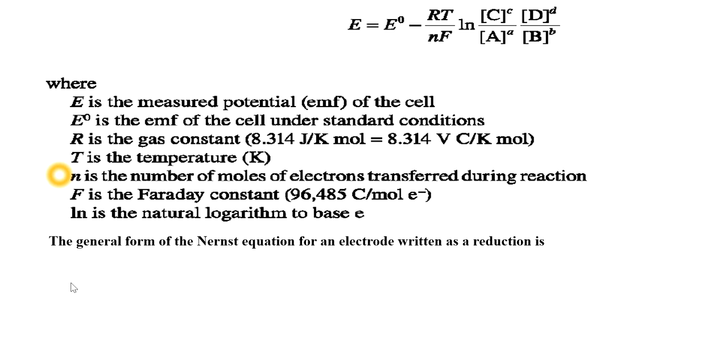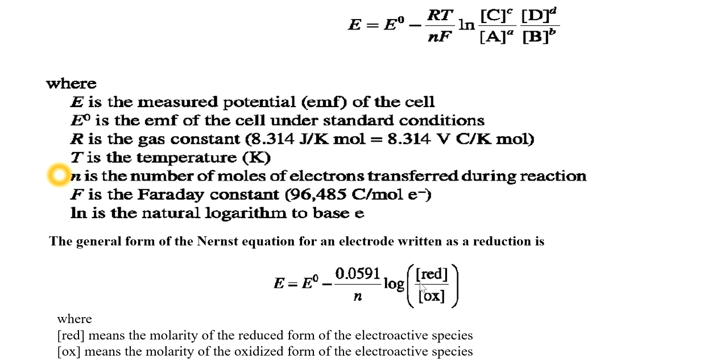The general form of that equation is written here. It's derived by mathematical calculation. You can see the potential equals the standard potential minus 0.059 divided by the number of electrons transferred during the reaction, times the log, not the natural log, it's log to the base 10, of the molarity of the reduced species divided by the molarity of the oxidized species.